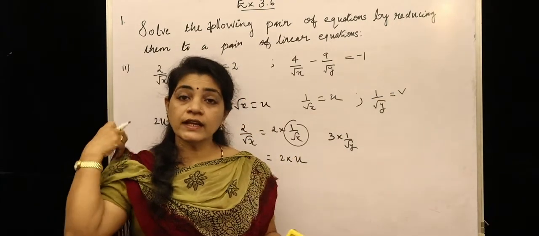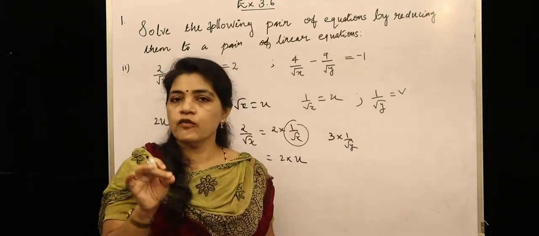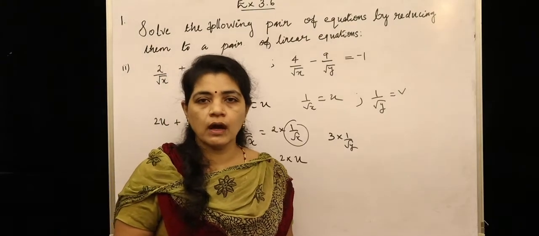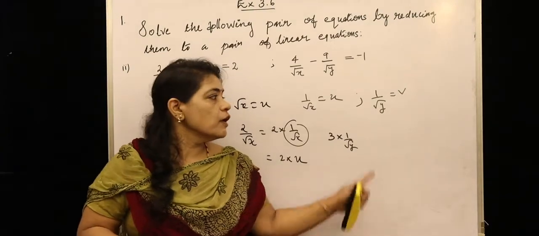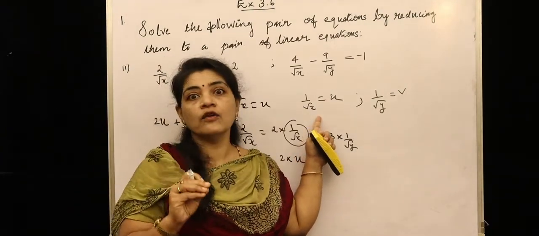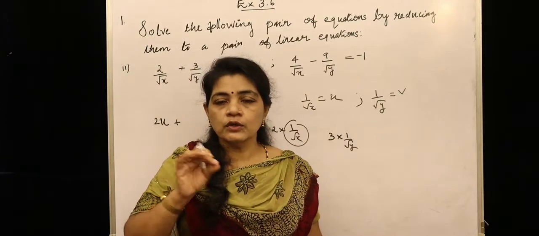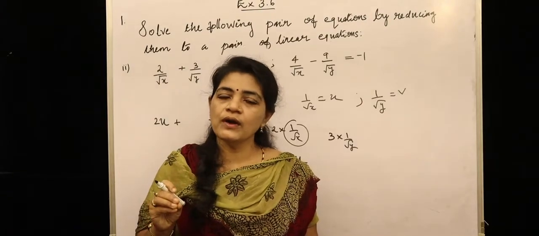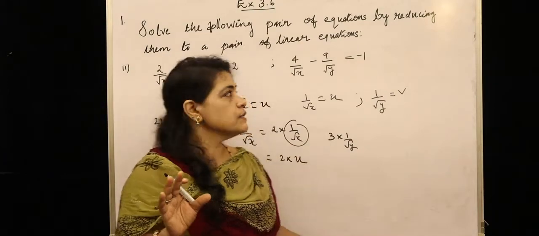Children, here also we do not need the values of root x and root y, we need the values of x and y. That we will solve towards the end of this problem; how we can get x and y from root x and root y, that I will explain. Now first we have to get the values of root x and root y. That is what we are going to do by giving the substitution 1 by root x as u and 1 by root y as v. That concept is clear, children.